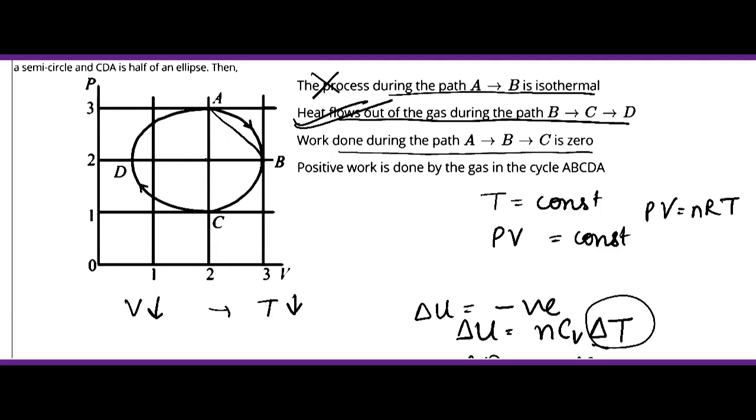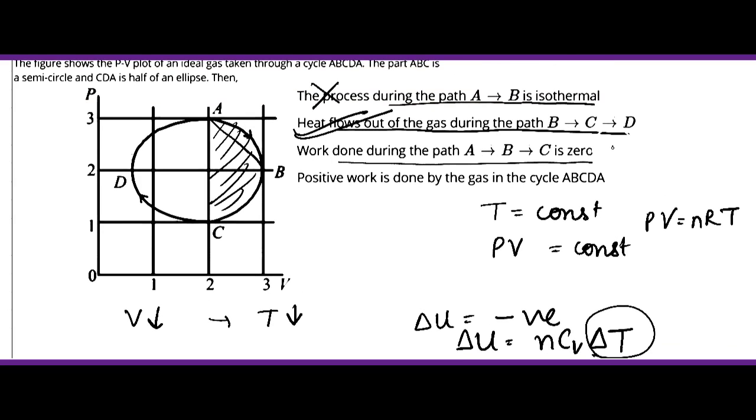So how can we say that? Work done in this process is not 0, as we can see in the PV graph. There is some area under this curve, so that means work done is not equal to 0. So this is surely not correct, as seen from the graph.